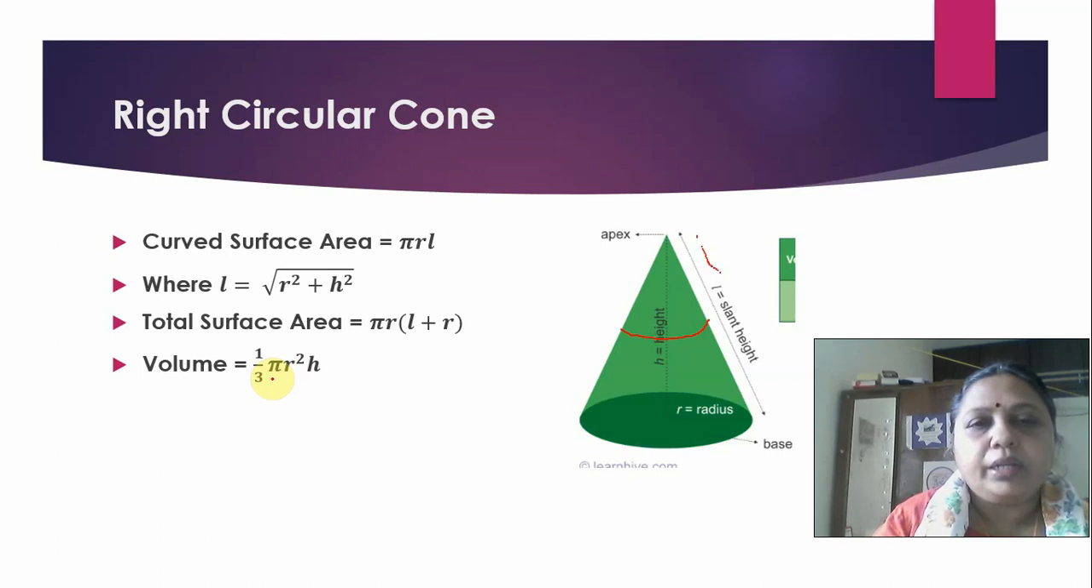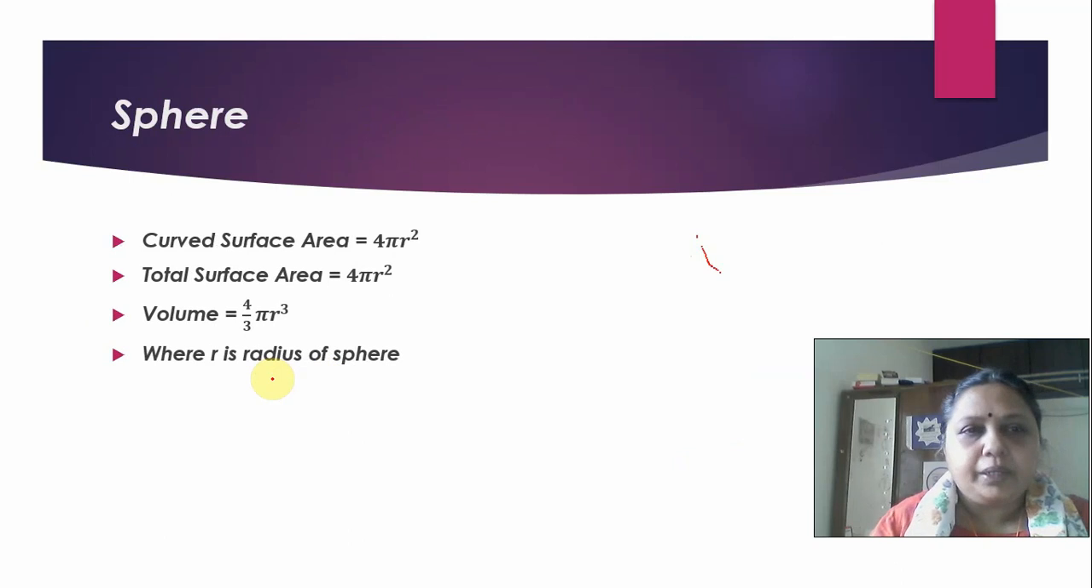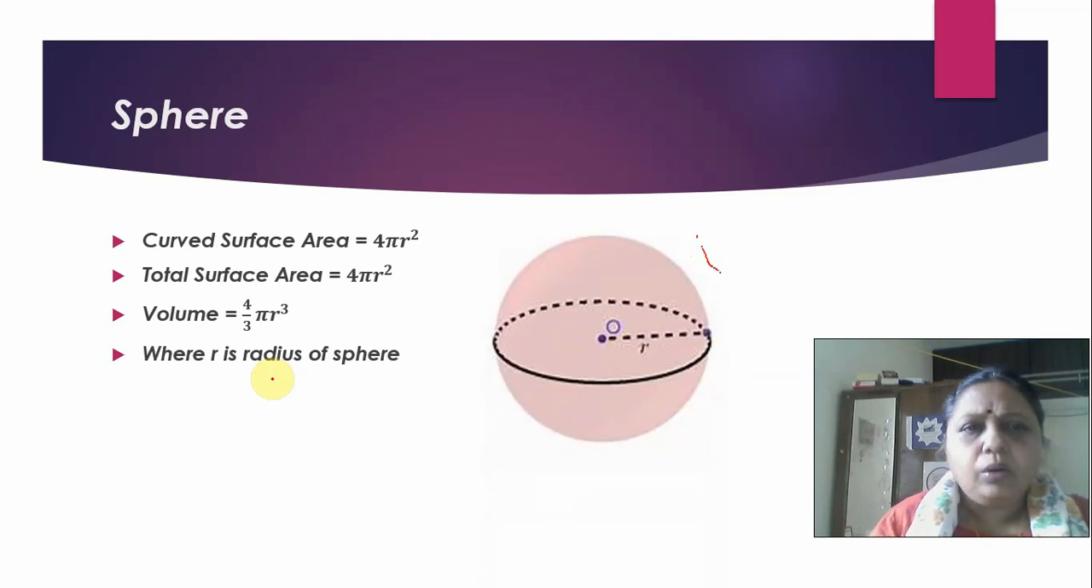Now let us go to the next figure. In this we will see a sphere. What is the curved surface area of the sphere? It is 4 pi r squared. A sphere is nothing but a three-dimensional view of a circle.